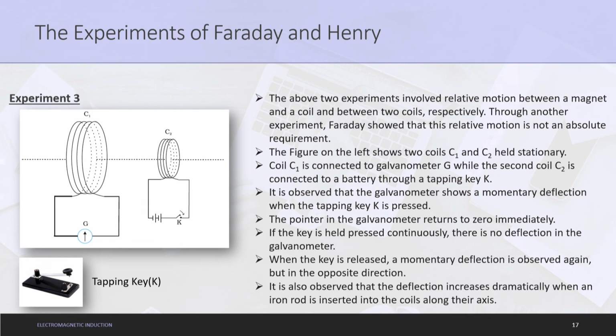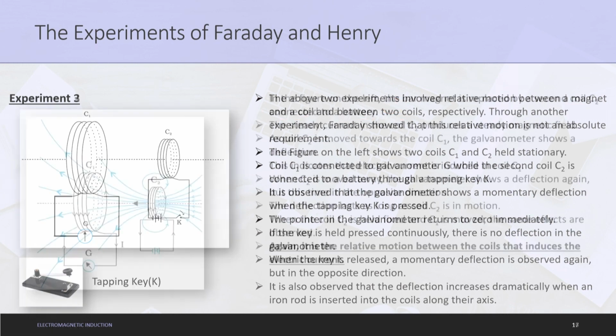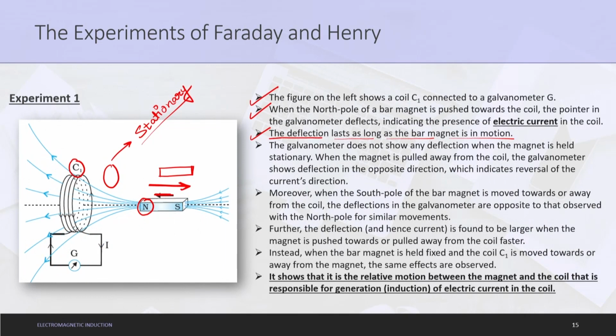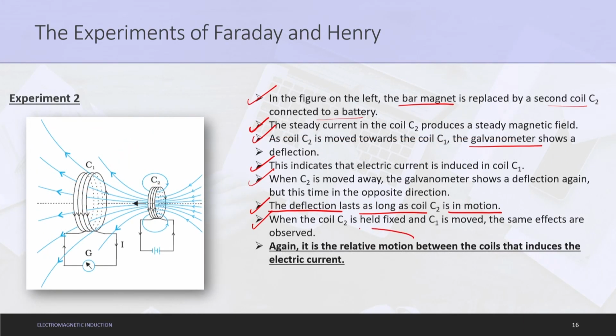The above two experiments, experiment number 1 and experiment number 2, involved relative motion between a magnet and a coil and between the two coils. This is experiment number 1 here and this is experiment number 2 here. Through another experiment, Faraday showed that this relative motion is not an absolute requirement. The conclusion of the first and second experiments was that a relative motion is required.